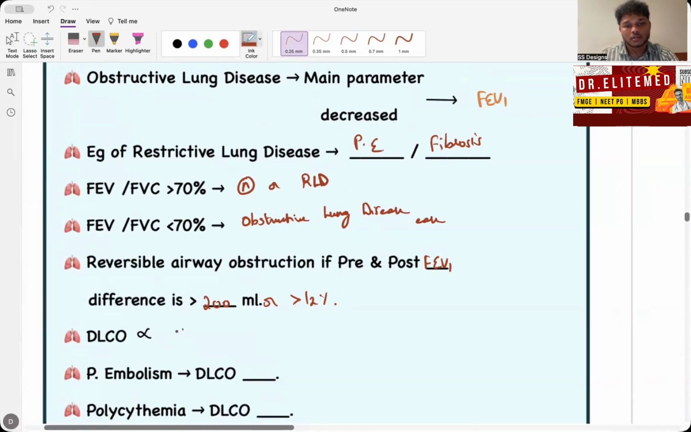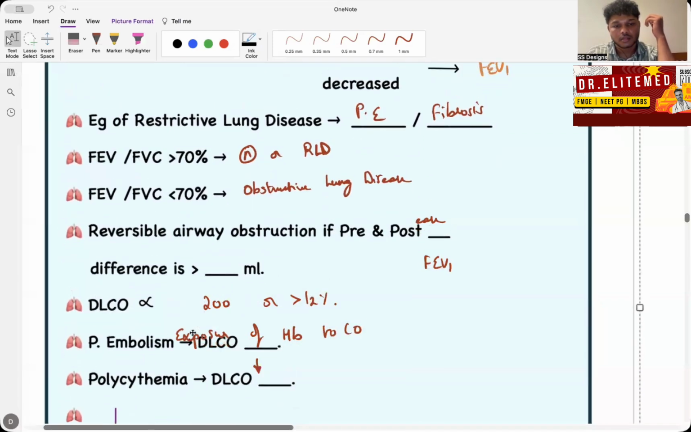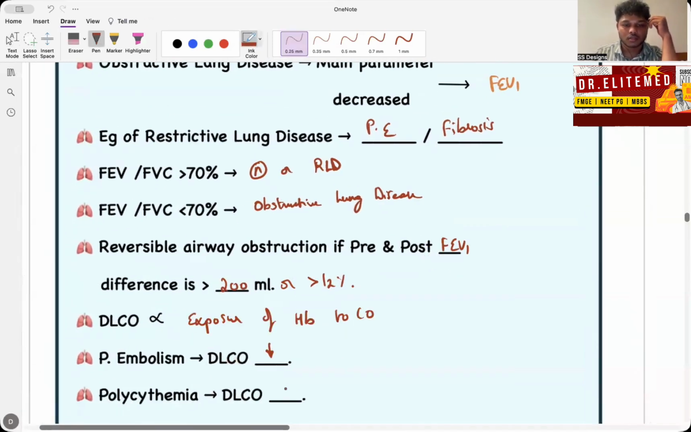And DLCO is directly proportional to Hb exposure to carbon monoxide. So what happens in pulmonary embolism? Decreased. Right. What about polycythemia? Increased. Right.